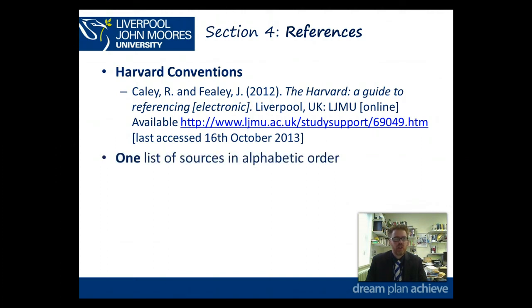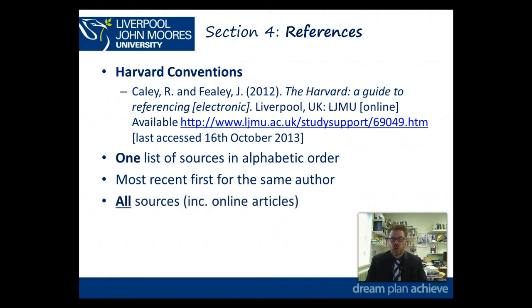You're going to be listing your references in alphabetical order, so you can have one list. You're not going to split them into different types of sources, so whether they're books, journals, websites and so on. You're going to put the most recent publication, if you've got multiple publications for the same author, most recent first. And you're going to list all sources. So if you're selecting appropriate sources, whether they're websites or whether they're books, then you should be choosing quality and appropriate sources. So we're going to put them all together in the references, and you're going to reference those correctly.